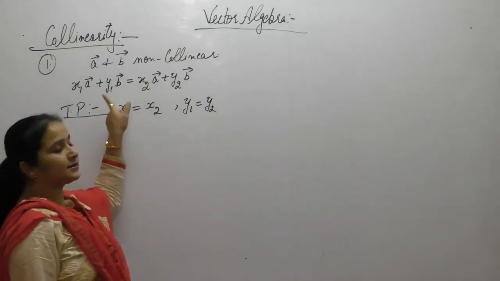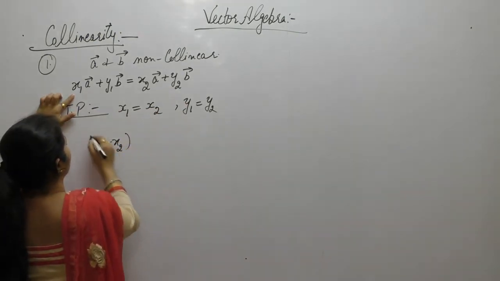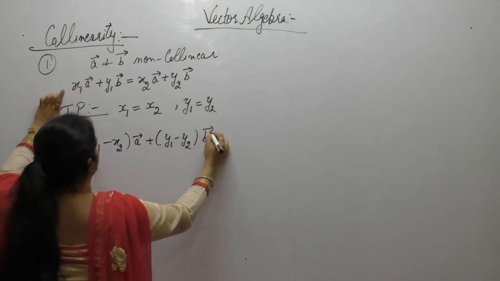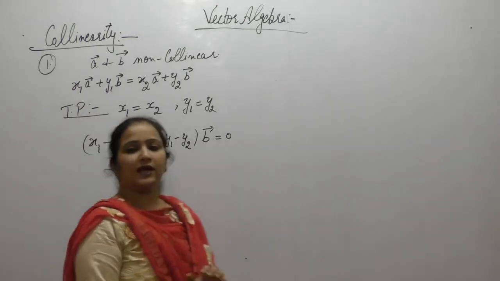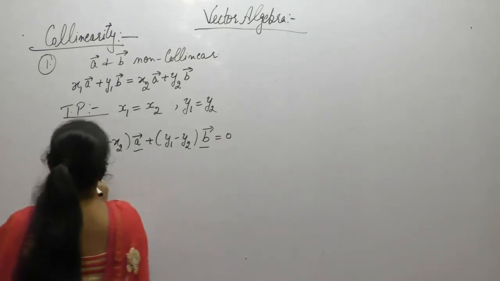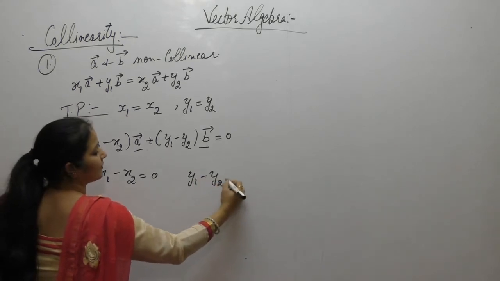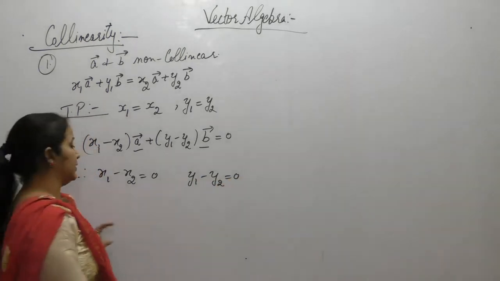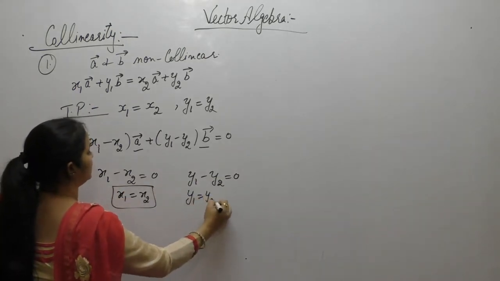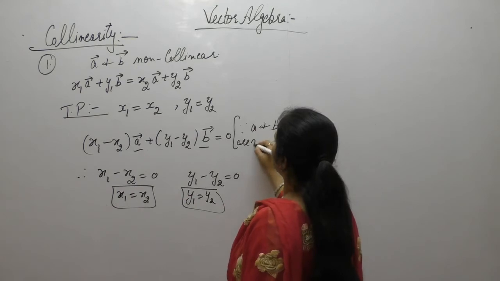Now we have given that this is equal to this. We can write it as (x1 minus x2) A vector plus (y1 minus y2) B vector equals 0. Now we have given that A vector and B vector are non-collinear. Therefore, x1 minus x2 is 0 and y1 minus y2 is 0. So x1 is equal to x2 and y1 is equal to y2. Here the reason is because A and B are non-collinear.